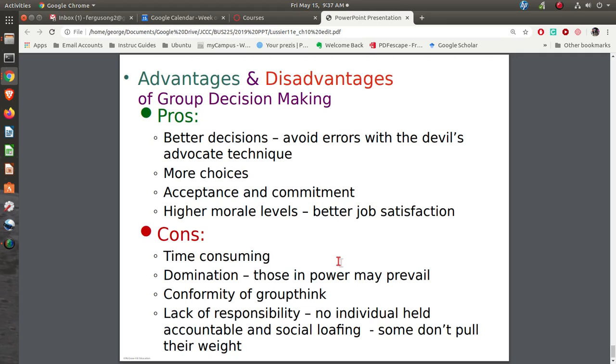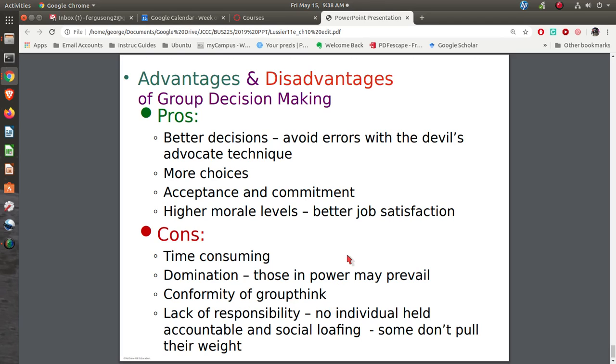Now, there are advantages and disadvantages to groups making decisions. First of all, you're going to get better decisions. The reason is you have different minds, different backgrounds, different wisdom going into making that decision. You have more choices, and people will feel better about what they're doing if they have an input to it. The downside of group decision making is it's time consuming. You may have a couple of people who try to dominate the entire group. You may run into a situation of conformity based on groupthink.